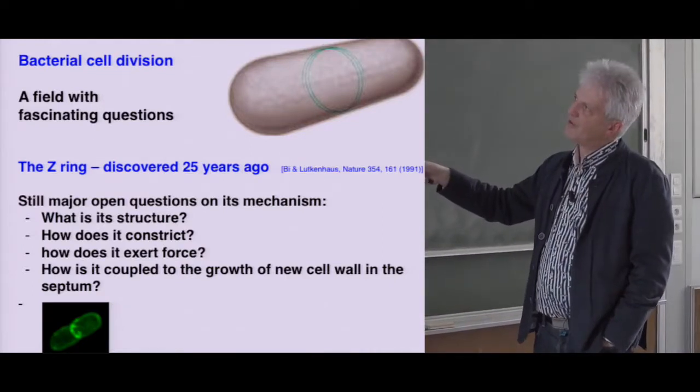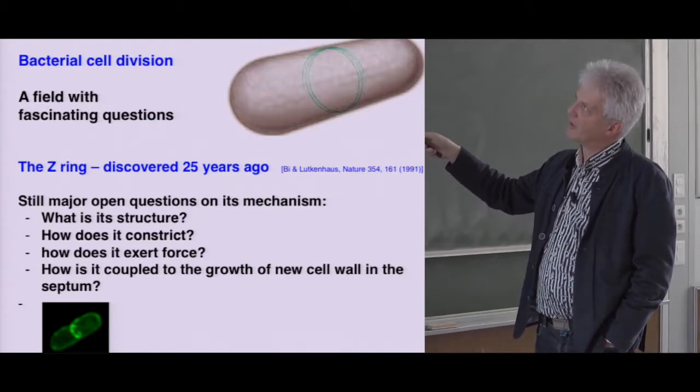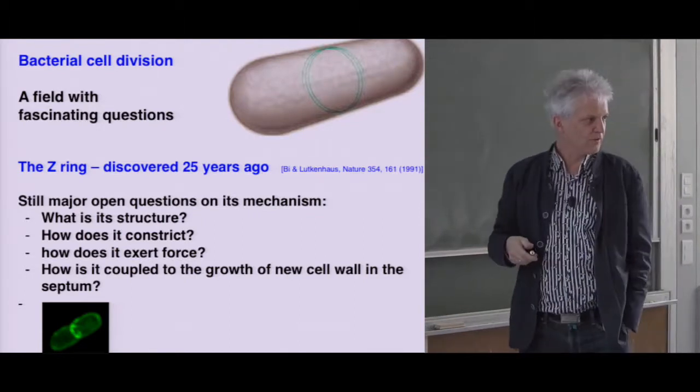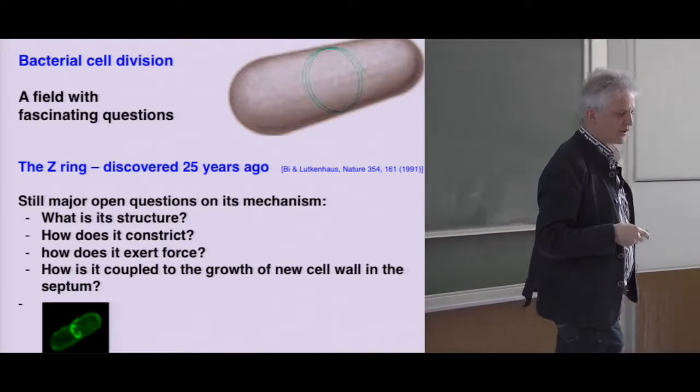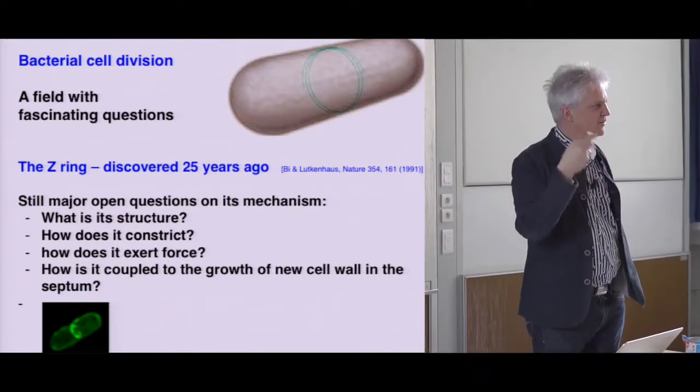It's actually 25 years ago that people discovered that this ring is sort of the governing principle of cell division in E. coli. And yet there are many, many questions about the structure and about the dynamics of that.